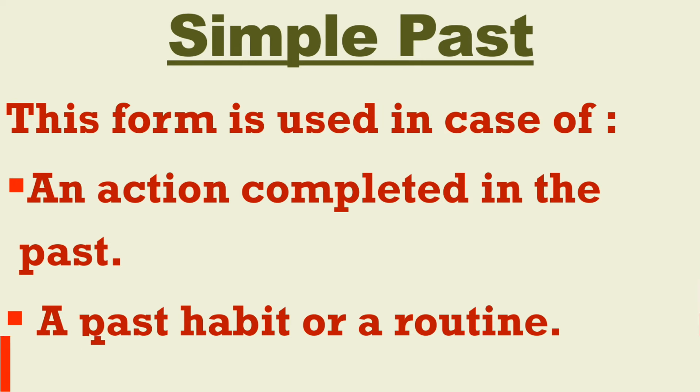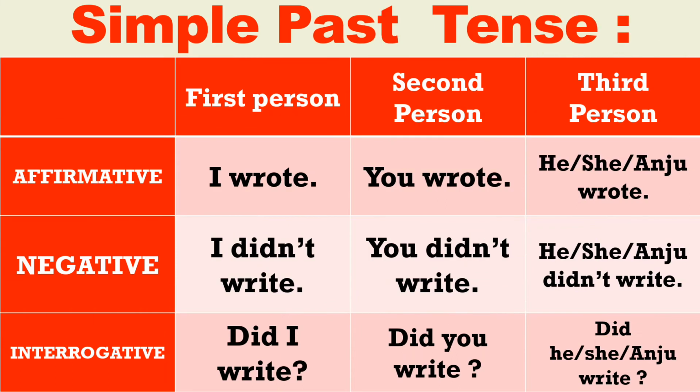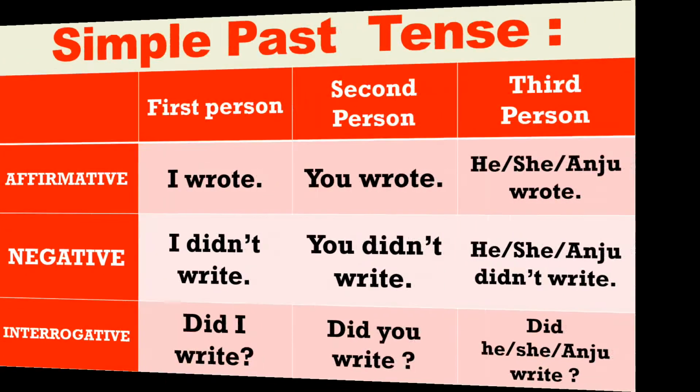Let's have a quick glance at the chart. I wrote, you wrote, he, she, Anju wrote. You already know first, second and third person. So, in all the subjects, we use the second form of the verb in affirmative, and in negative and interrogative, we use our helping verb did. And whenever we use did, we write the first form of the verb. Let's understand with the help of the structure.